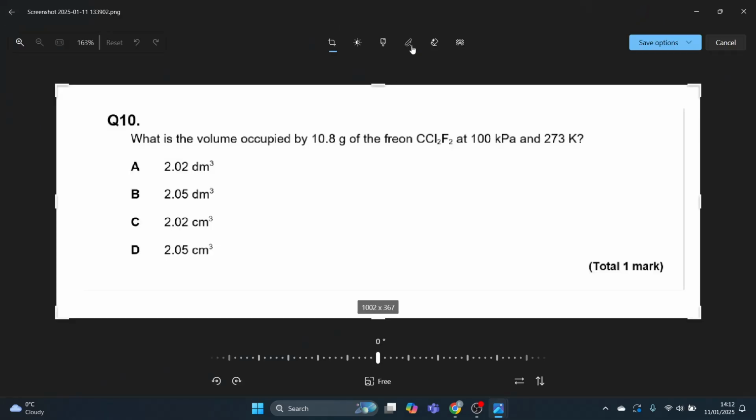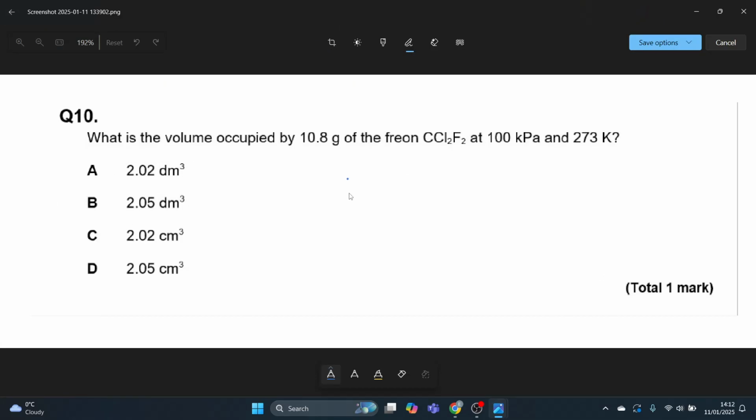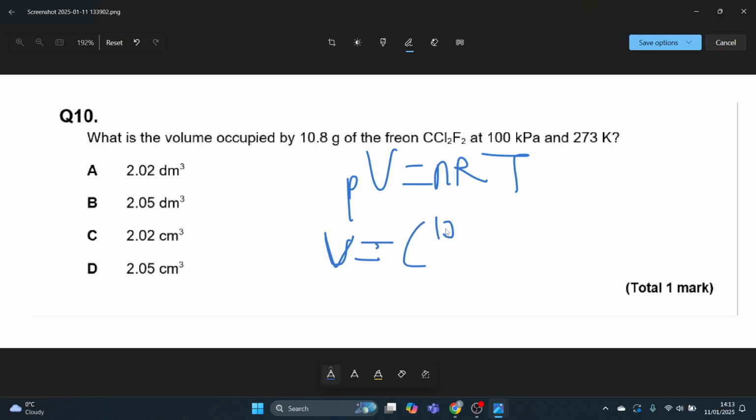Question 10. What's the volume occupied by this, this and this? PV equals nRT. Volume equals number of moles, 10.8 divided by the MR of freon. I'll just Google it. MR of freon, 137.4, times by 8.31.